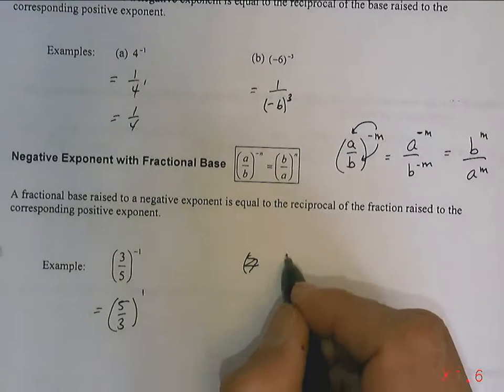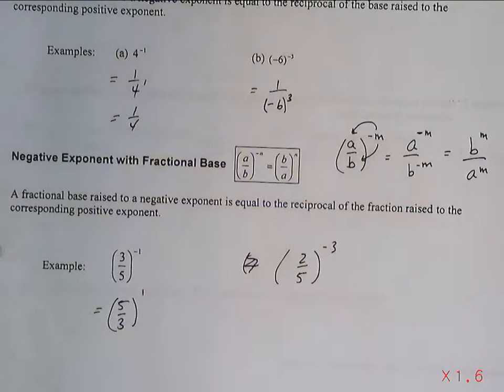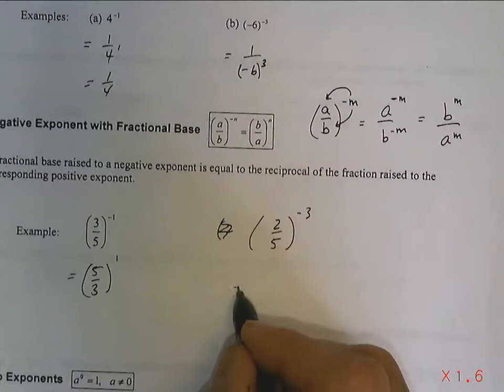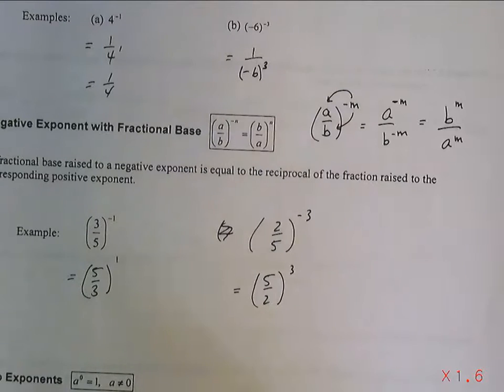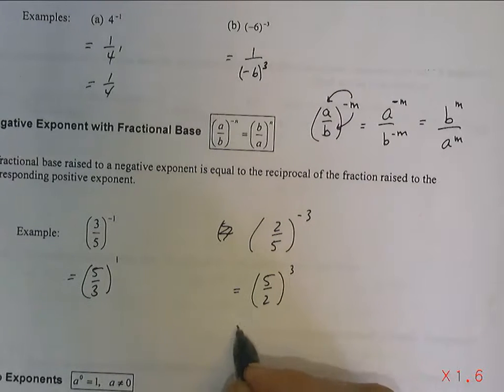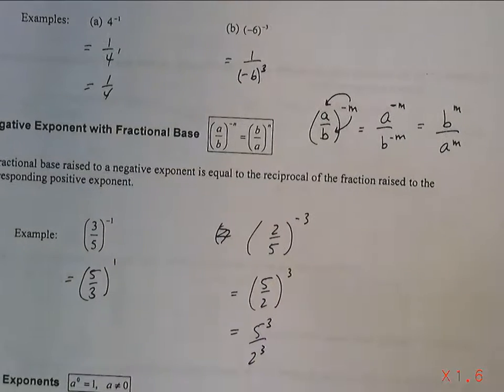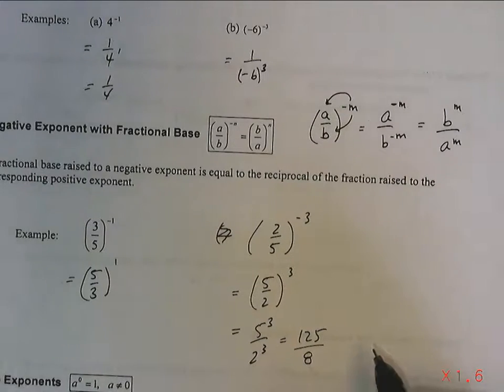Let's do a more interesting one. 2 over 5 to the negative 3. That's a better one. We could flip the base and have the positive exponent. So see what happened there? That negative got taken up by flipping the base, in which case it would be 5 to the 3 over 2 to the 3, and you could finish that off and get numbers if you wanted. So it's 125 over 8 if you really wanted to.